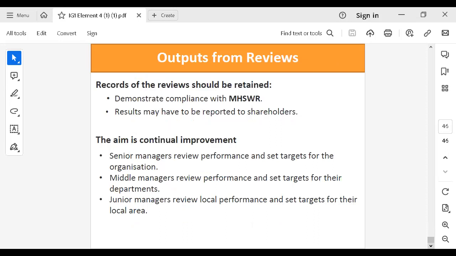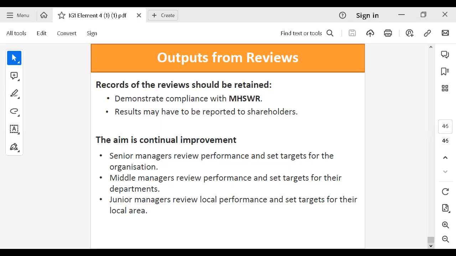So what is the output of reviews? Records of the review should be retained to demonstrate compliance with the Management of Health and Safety at Work Regulations. According to that, we are doing the work, and results may have to be reported to shareholders. The aim is continual improvement: senior managers review performance and set targets for the organization.